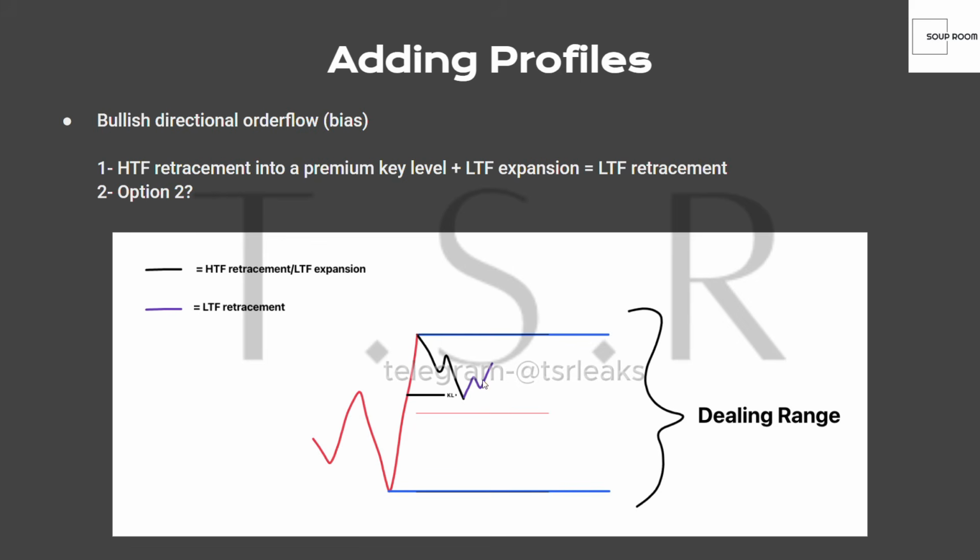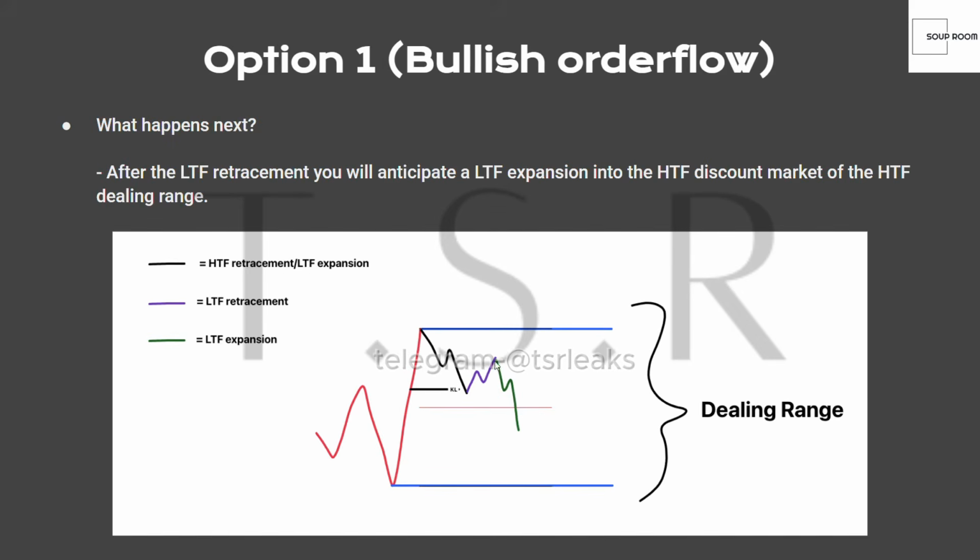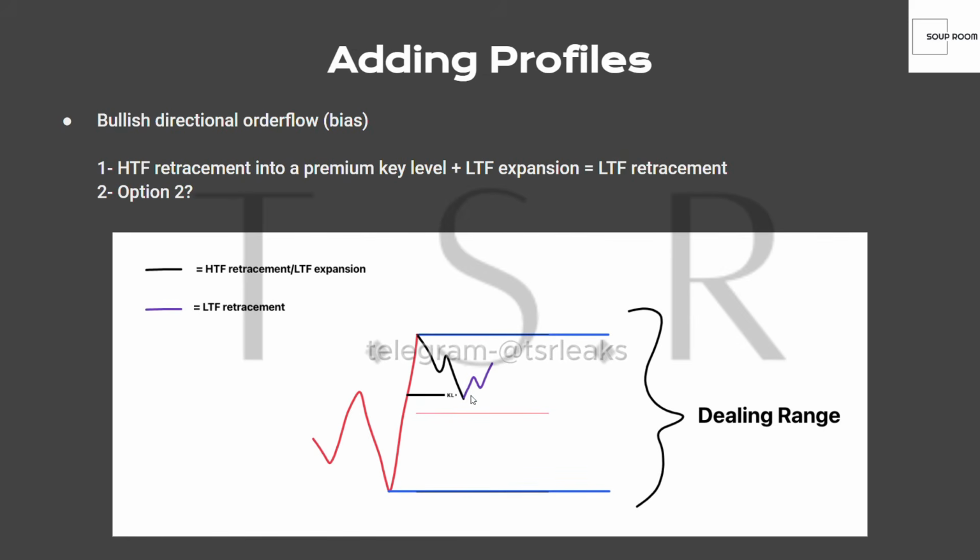If there is a key level in a premium and price expands to it on the lower time frame, retracing to it on the higher time frame, we will then expect to see a lower time frame retracement. Right after this lower time frame retracement, we will expect to see an expansion below the midpoint. Okay, so what happens next, right? What happens after this retracement, after the lower time frame expansion into a bullish key level above the midpoint?